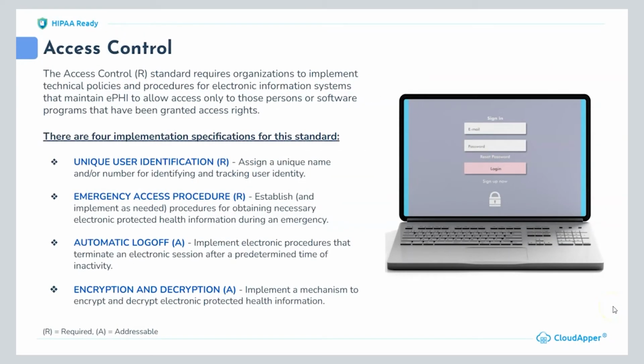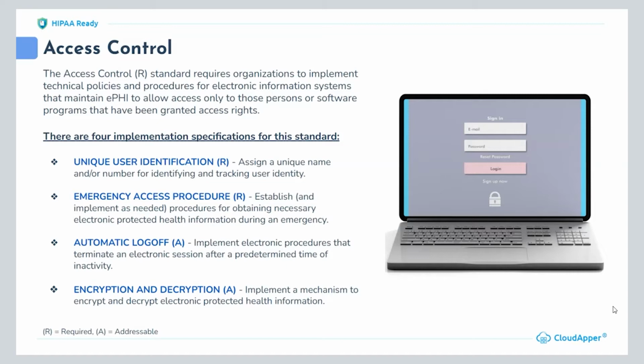The access control standard requires organizations to implement technical policies and procedures for electronic information systems that maintain EPHI to allow access to only those persons or software programs that have been granted access rights. There are 4 implementation specifications for this standard: unique user identification, emergency access procedure, automatic log-off, and encryption and decryption.